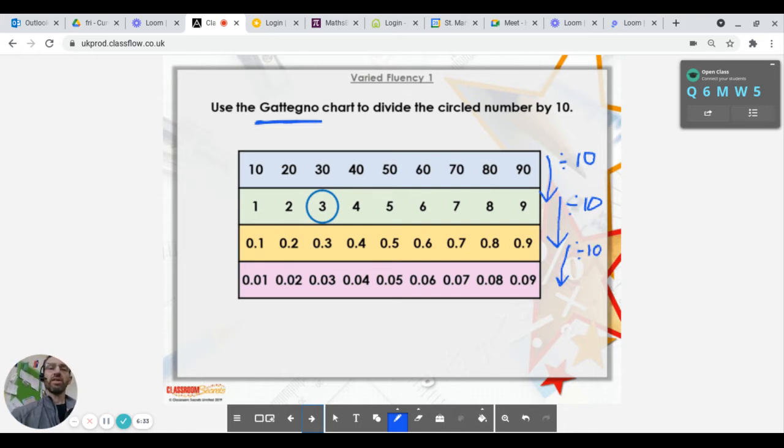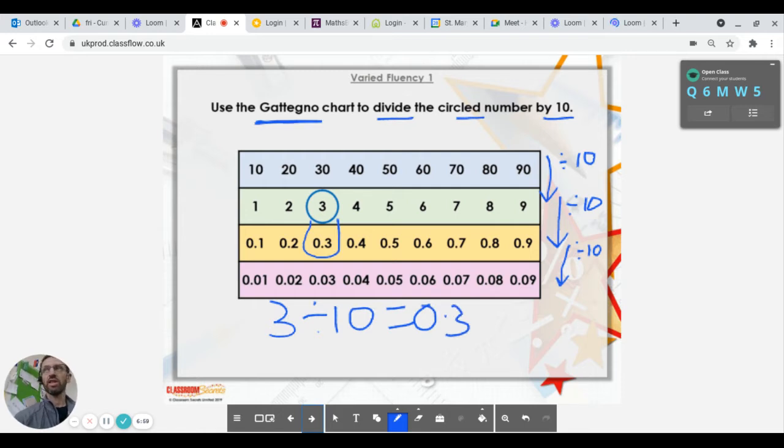Use the Gattegno. I'm just going to call it the chart. Not sure how to pronounce that. Use the chart to divide the circled number by 10. So to divide 3 by 10, you just have to move one place down, and it's going to be 0.3. So in your book, if you had this type of question, you'd have to write 3 divided by 10, because that's what it says. Divide the circled number by 10. 3 divided by 10 equals 0.3.